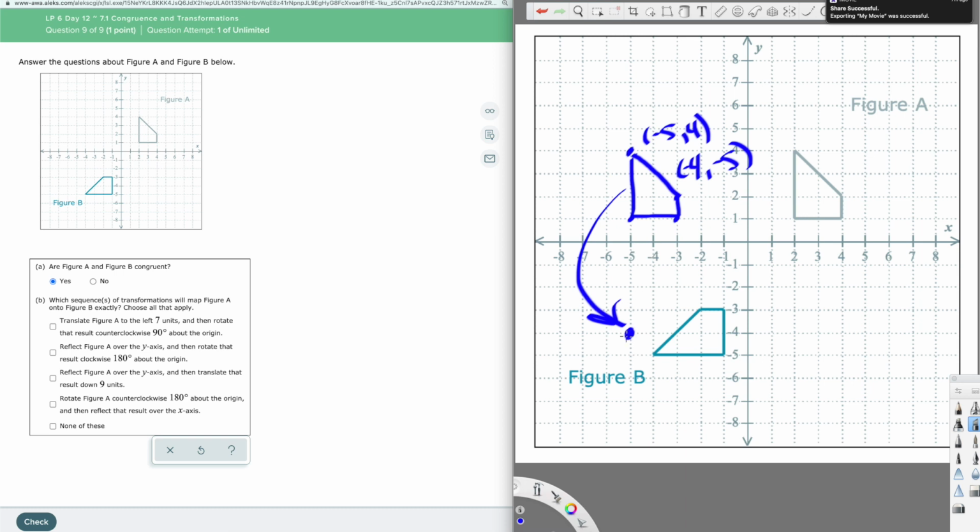That does not, in fact, work. That does not land in the right spot, even for that first coordinate. So I know it's not going to be this first one. So I'm going to go ahead and undo this guy.